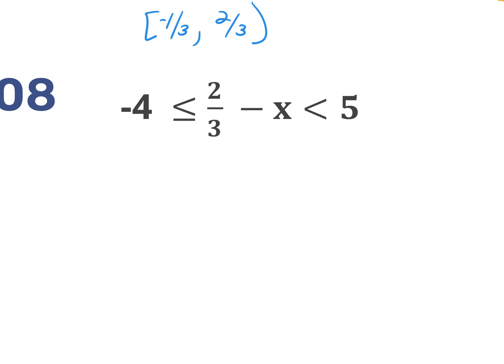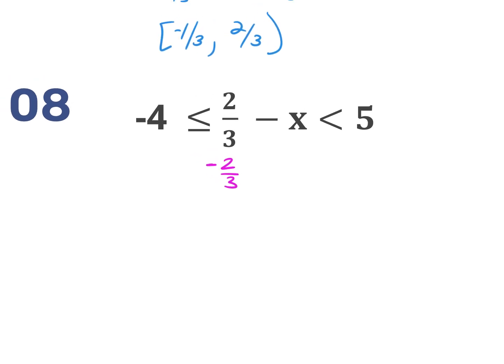Where do you see x? In the middle. Okay, so let's get her all by herself. So I'm going to subtract 2/3 from everything. I'm going to go ahead and change negative 4 into thirds. 2/3. What would that become? Negative 12 over 3. Do you guys agree? Yes or no? And I'm going to go ahead and change positive 5 into thirds. What is that? 15 over 3.